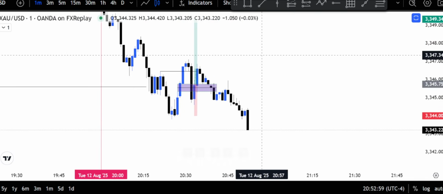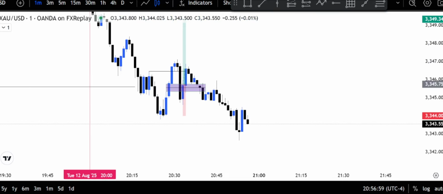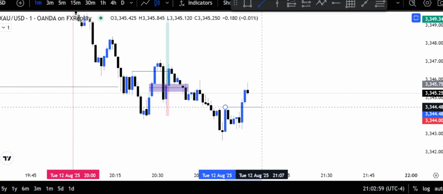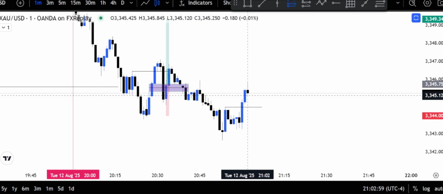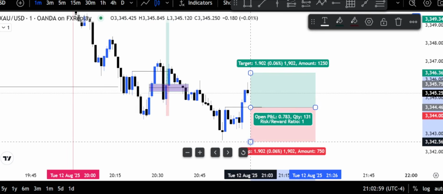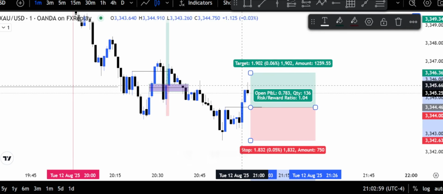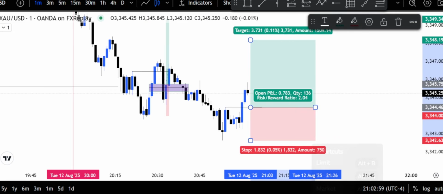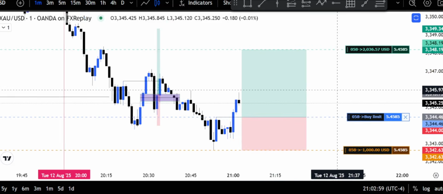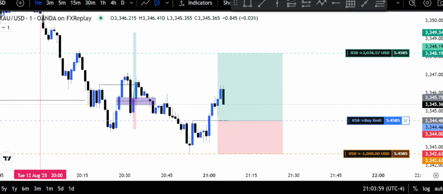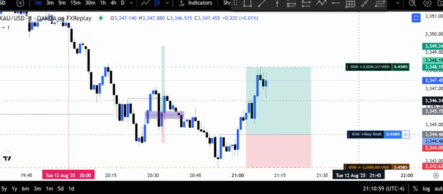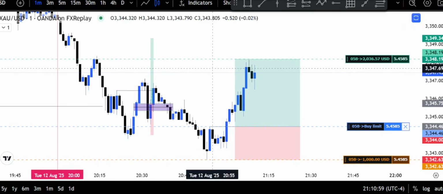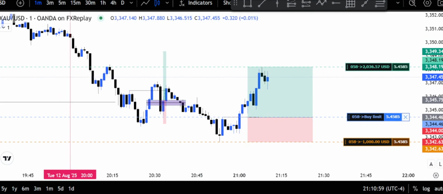We are looking for another displacement. Okay, we have a displacement here. Stop loss below this wick. Take profit 1 to 2. We missed this one. We can see for sure that if we miss this one, we have to wait.